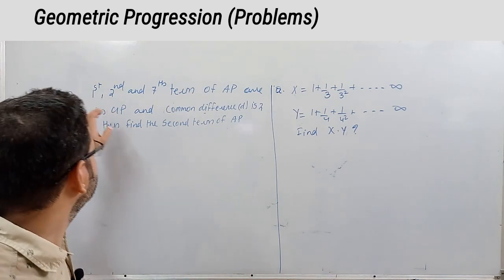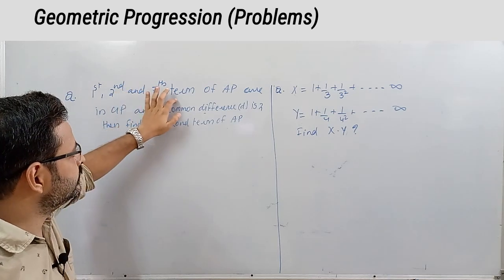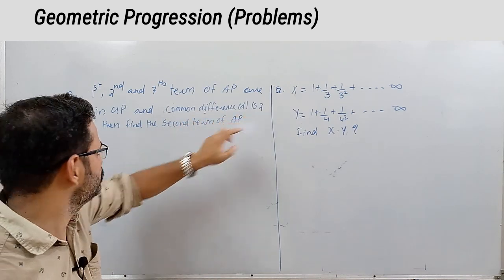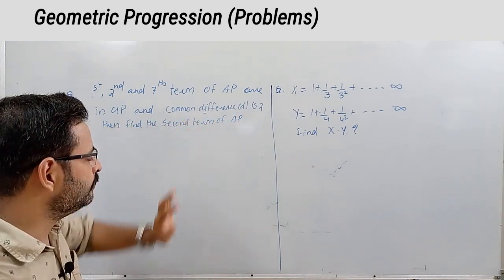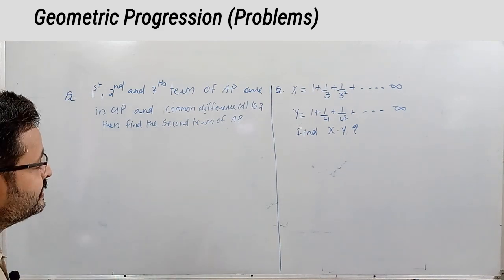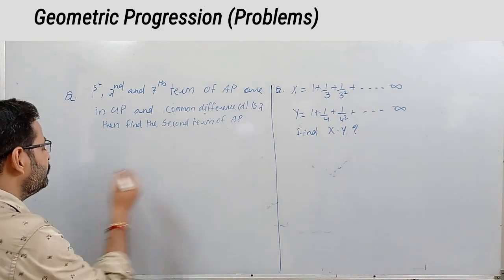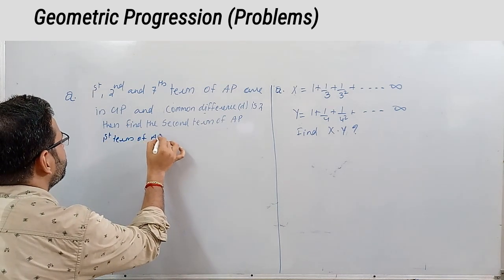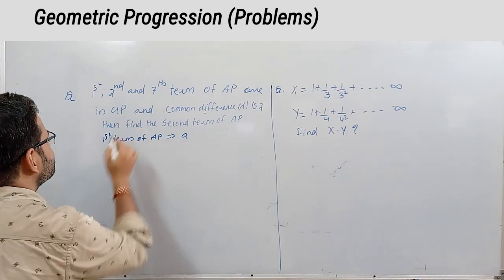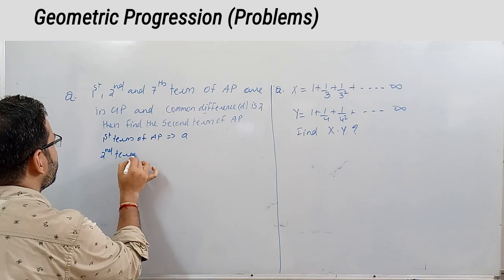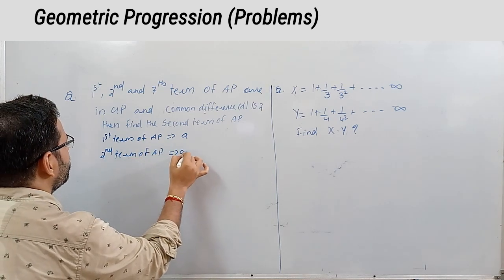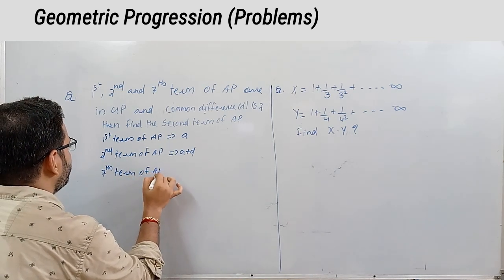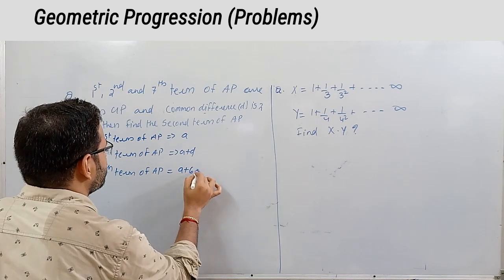Okay, consider the next question. First, second and seventh terms of an AP are in GP and given that the common difference D is 2, then find the second term of the AP. It is given the first, second and seventh terms of AP. The first term of AP is A, then the second term of AP is A plus D, the seventh term of AP is A plus 6D.